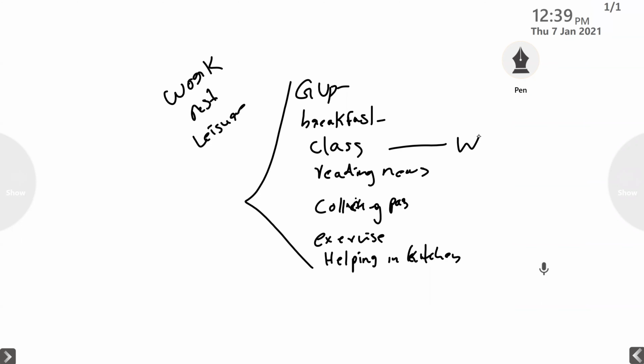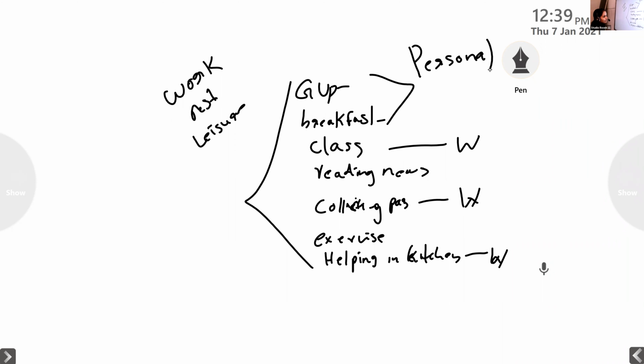Helping in kitchen. Okay. So what about collecting parcels? It's also a work. Then all our personal cares come under the work part. Getting up, eating breakfast, then personal care, sleeping, going to school, doing homework. All these are the work-related activities. The personal cares also come under the work-related activities.